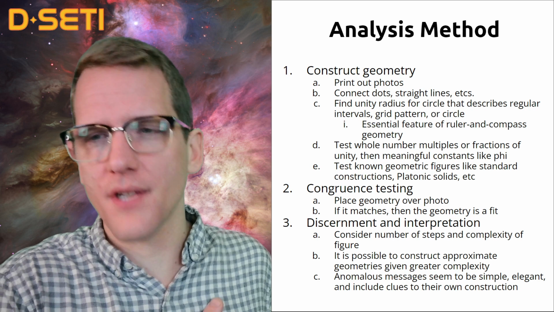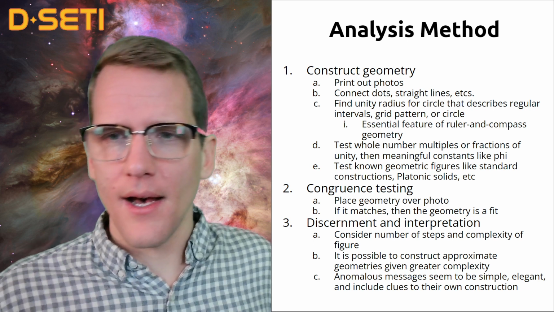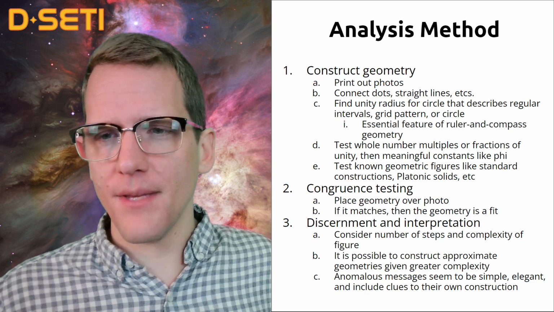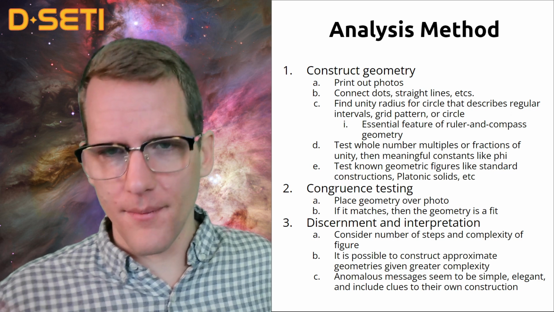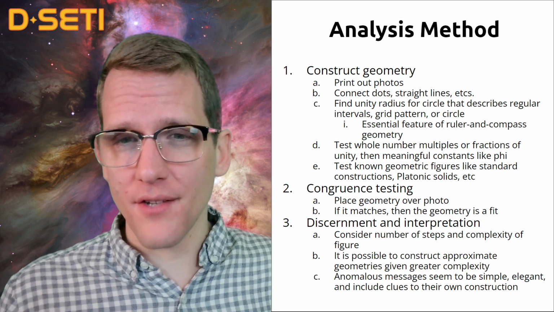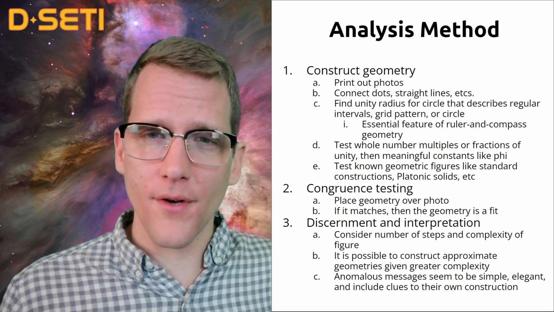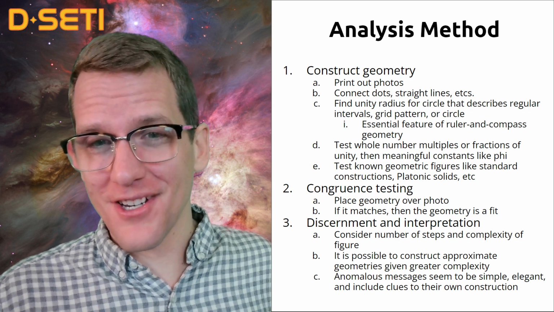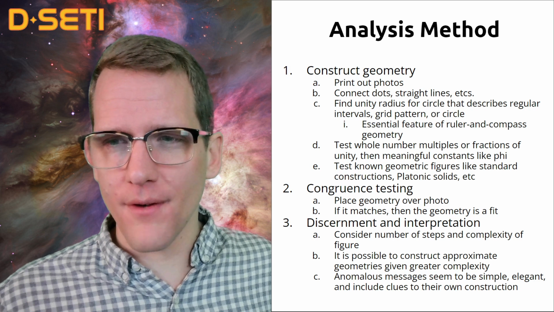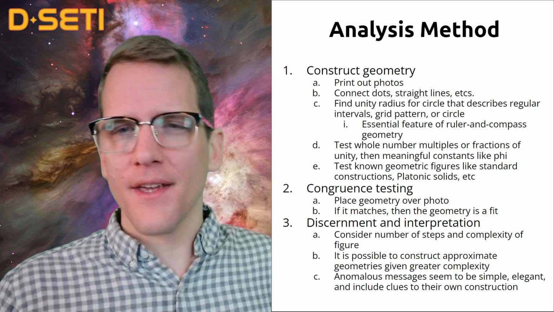I also test for the Platonic solids and things like that. So once the geometry is constructed, it needs to be very, very simple steps, right? And I'll talk about that in a moment. I then make the geometry and scale it to the photo, and I lay the geometry over the photo. Therefore, I say, hey, this is congruent or not. I go through a process of discernment around that. I consider the number of steps and the complexity of the figure, complexity of the steps.